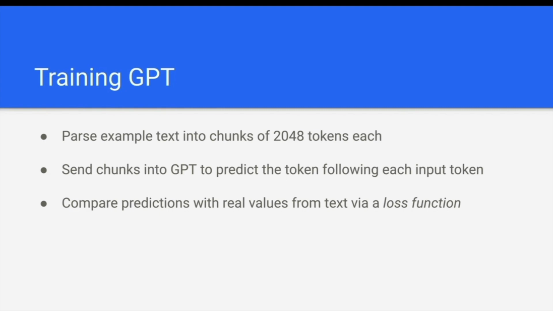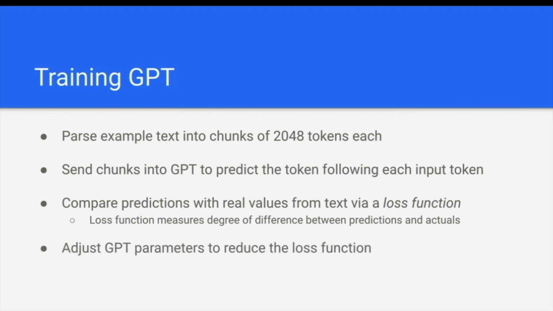And it does that using something called a loss function. The loss function measures the degree of difference between predictions and actuals. This is a fixture of deep learning techniques: you try to optimize your parameters with respect to this loss function. So you adjust the parameters of the model to try to reduce the loss, to try to make the predictions closer to the actuals.